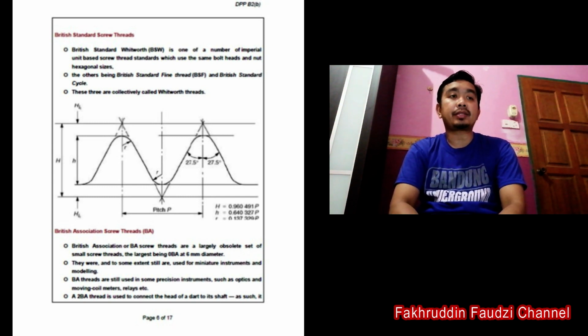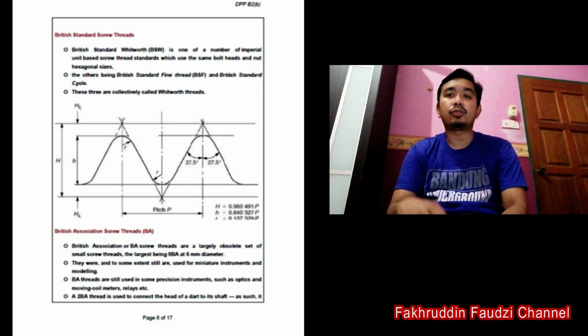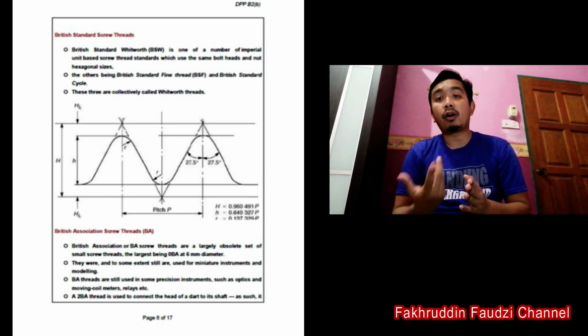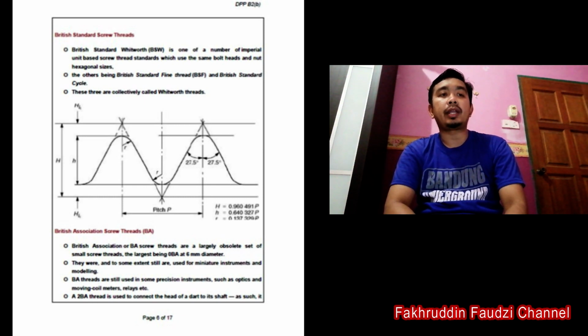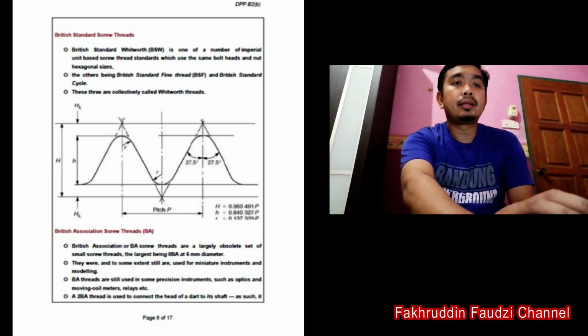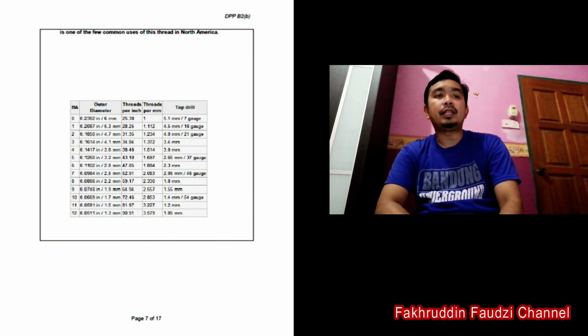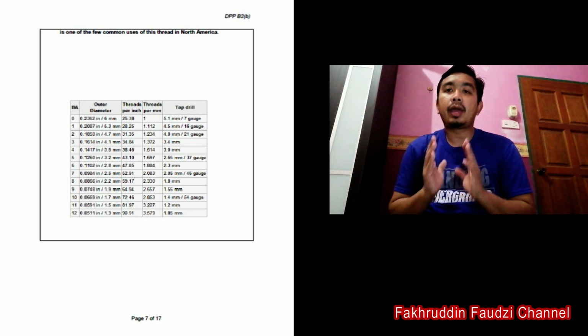Okay, so BA threads are used in some precision instruments such as optics and moving coil meter atau relay dan etc lah. So dia punya kegunaan ni untuk precision of instrumentations. A 2BA thread is used to connect the head of a duct to its shaft. As such it is one of the few common uses of this thread in North America. So banyaknya diguna di bahagian North America.